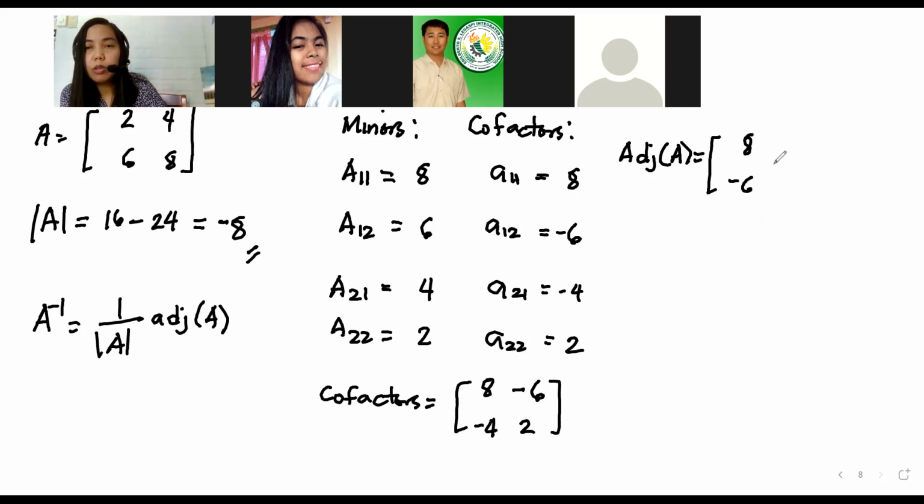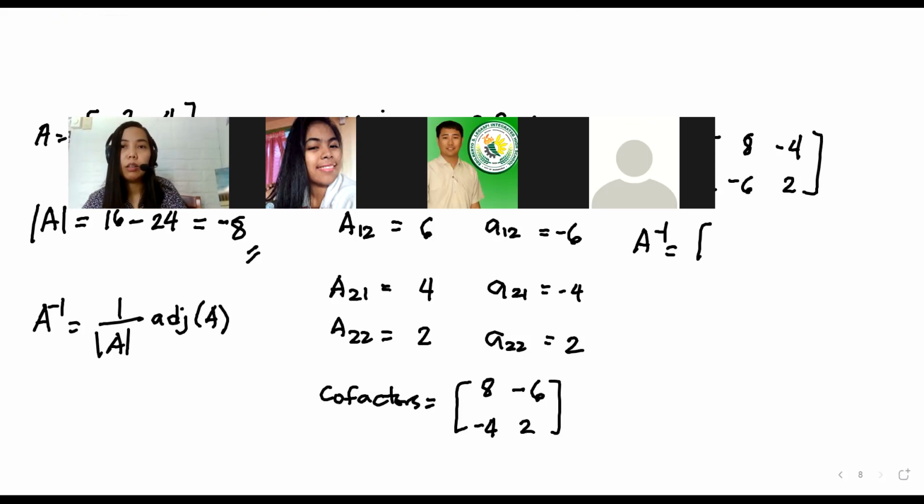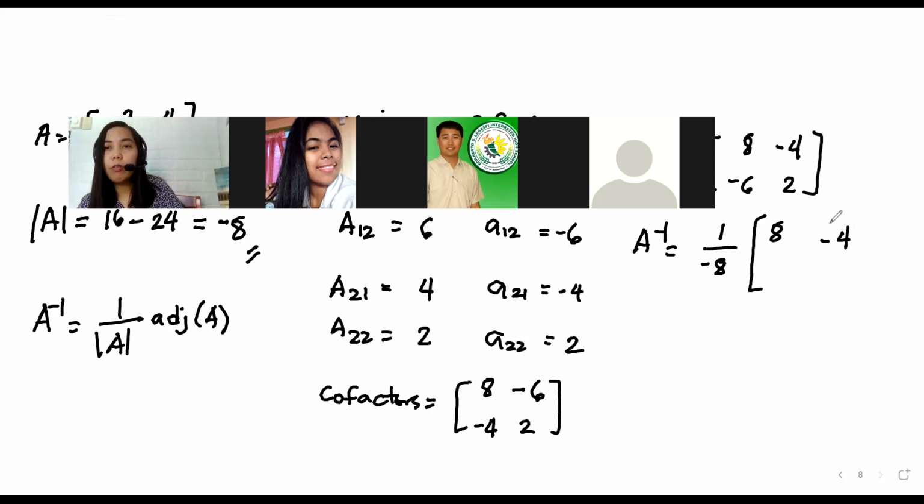8, -6, -4, 2. Your row 1 becomes column 1. Your row 2 becomes column 2. And simplify. The inverse of A: 1 over the determinant, which is -8. So -1/8 multiplied by your adjoint 8, -4, -6, 2.